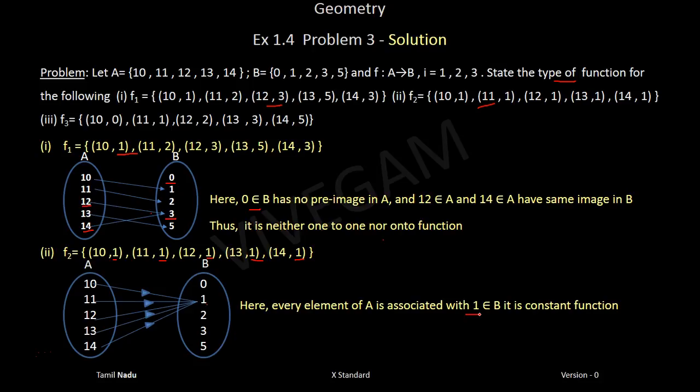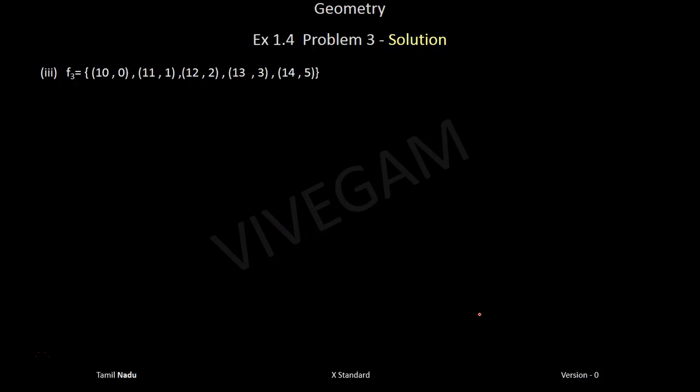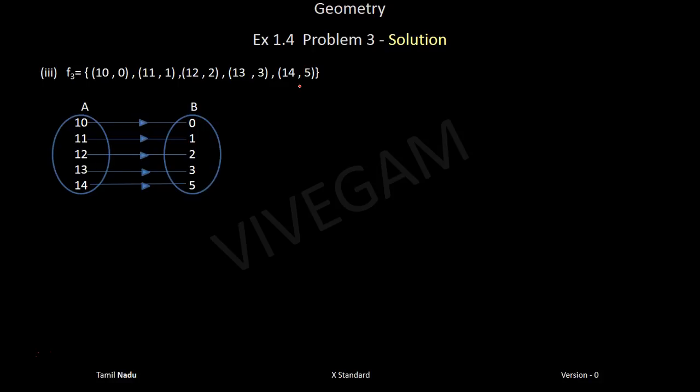Okay. Now let's go to the next case. In this case function f3 is (10, 0), (11, 1), (12, 2), (13, 3) and (14, 5). Let's take the ordered pairs and convert them to an arrow diagram. Two ovals, list out all the elements of A, list out all the elements of B in the second oval, and connect the elements using arrows as per this ordered pair. 10 is mapped to 0, 11 is mapped to 1, 12 is connected to 2 through an arrow, 13 is connected to 3 through an arrow, 14 is connected to 5 through an arrow.